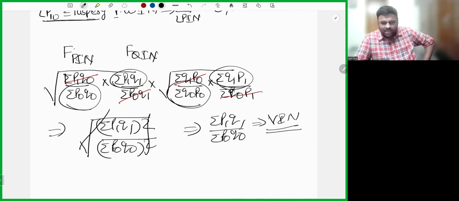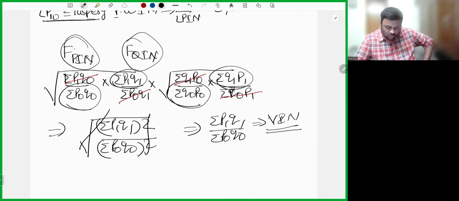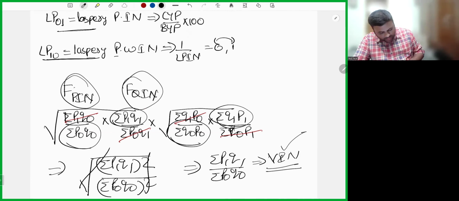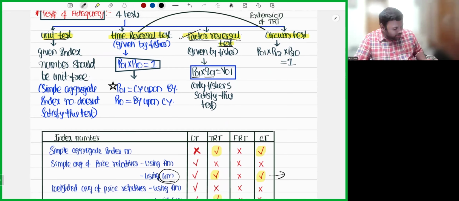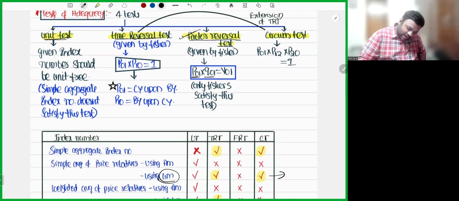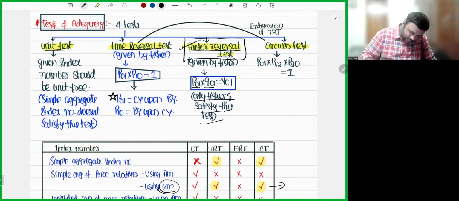See, this test is satisfied only for Fisher's. Fisher's price index number into Fisher's quantity index number will give you the value index number. Unfortunately, my dear friends, this factor reversal test is satisfied only by Fisher. He gave this index number, and only this index number satisfies it. Nobody else satisfies this factor reversal test. Only and only Fisher will satisfy. Right?